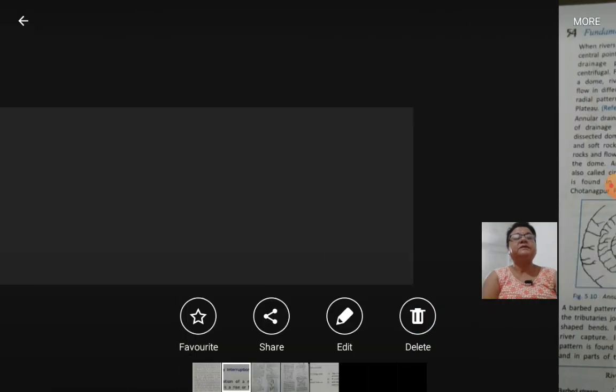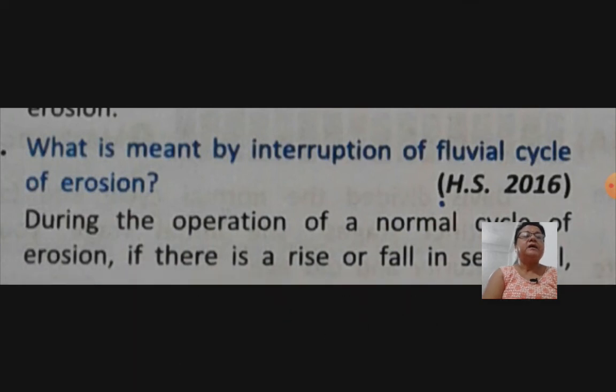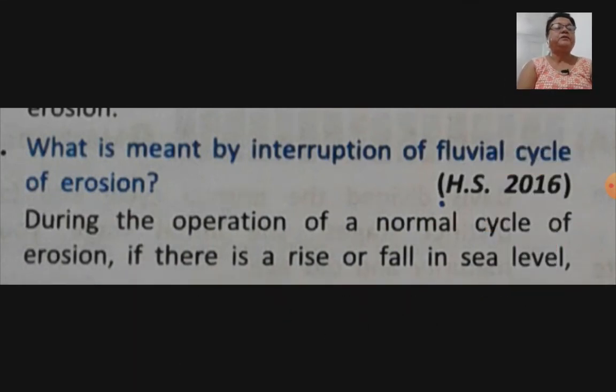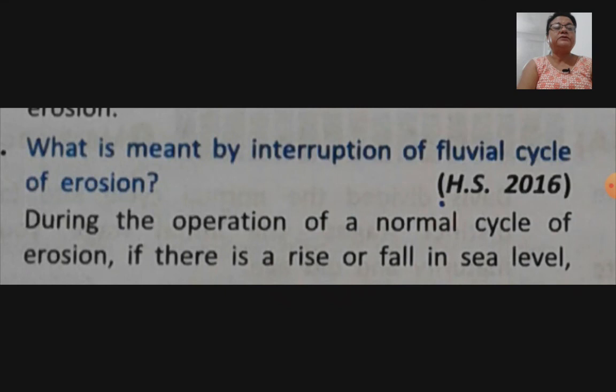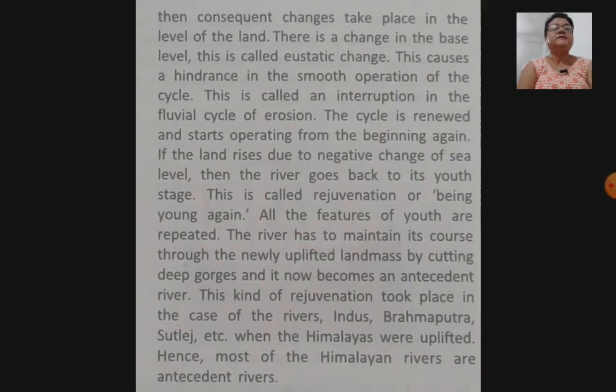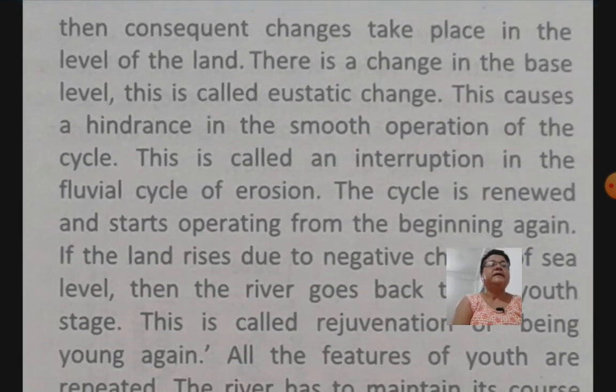Now after drainage patterns, the next question is: what is meant by interruption of fluvial cycle of erosion? During the operation of a normal cycle of erosion, if there is a rise or fall in the sea level, then consequent changes take place in the level of the land. There is a change in the base level.